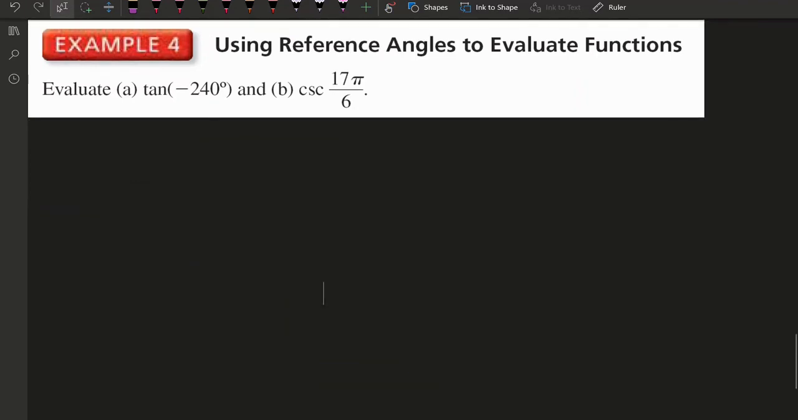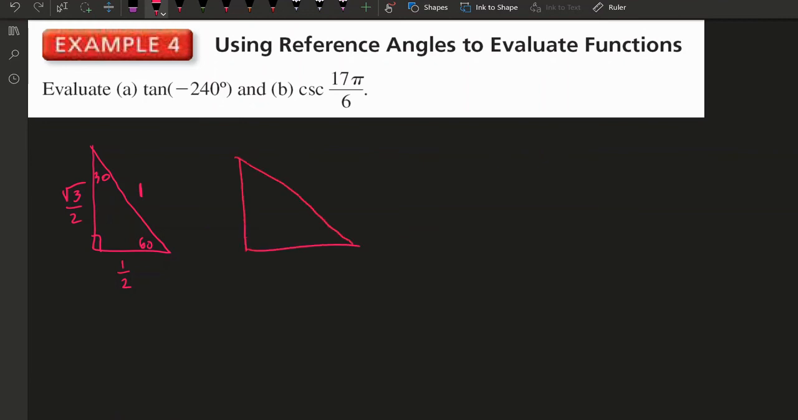Okay, now let's put it all together. We're going to use reference angles to evaluate functions. So again, I want to remind you that our two special right triangles are the 30, 60, 90 triangle, and if the hypotenuse is 1, that means that the shorter side is a half and the longer side is square root of 3 over 2. The other one is the 45, 45, 90 triangle, and if the hypotenuse is 1, then both of the sides are square root of 2 over 2.